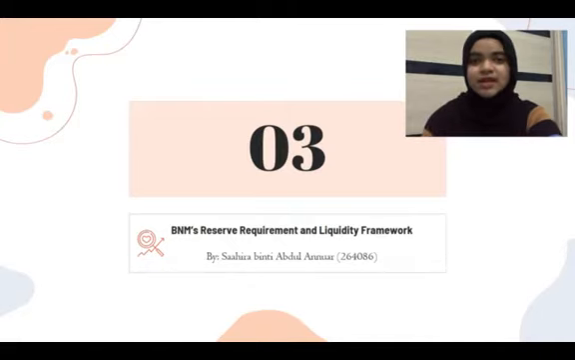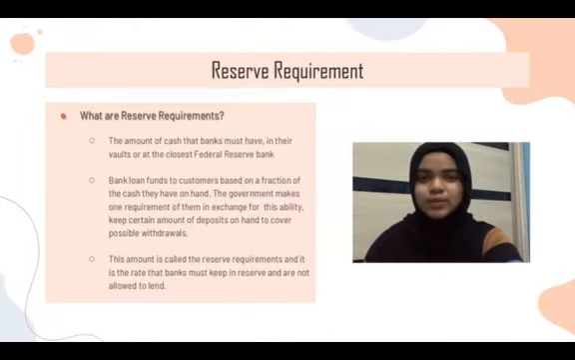I'm going to continue the presentation with BNM's reserve requirement and liquidity framework. First of all, we need to understand what reserve requirement is. Reserve requirement is the amount of cash that banks must have in their vaults or at the closest Federal Reserve Bank. Federal Reserve Bank means, in Malaysia, our central bank, Bank Negara Malaysia.